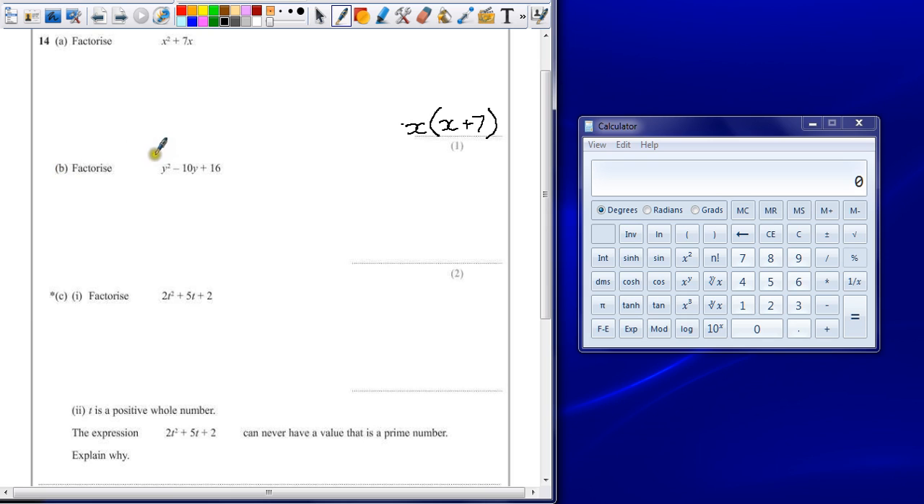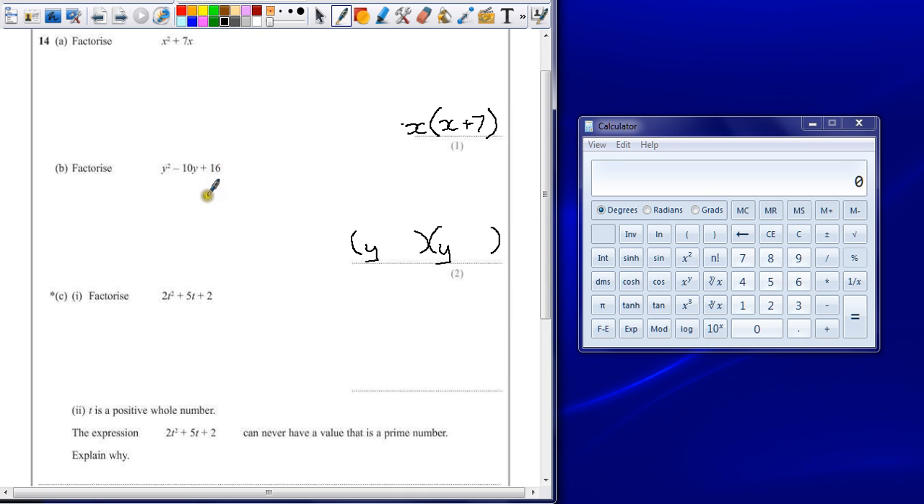Part B, factorise y squared, take away 10y plus 16. This is called a quadratic because we've got a squared term. It's exactly the same thing, but as soon as you see a quadratic, you should know that we have two sets of brackets. Y squared, so we must have y in each bracket. And now we're looking for two numbers that multiply together to give us this plus 16, but add together to give us minus 10y. Now you can do this through trial and error, and you might be able to see it straight off the bat.